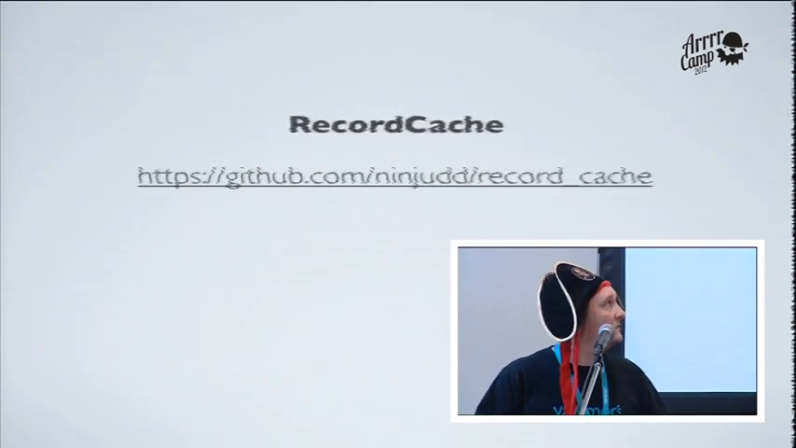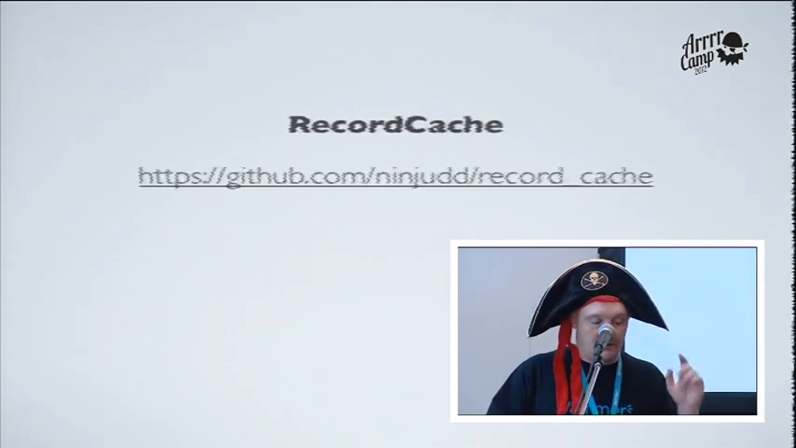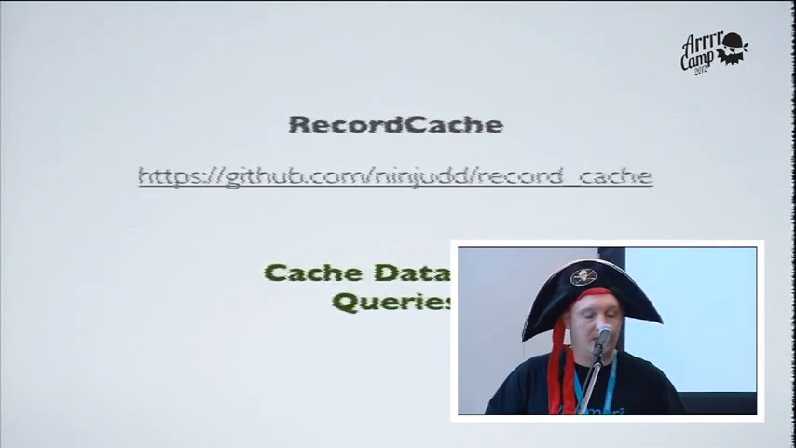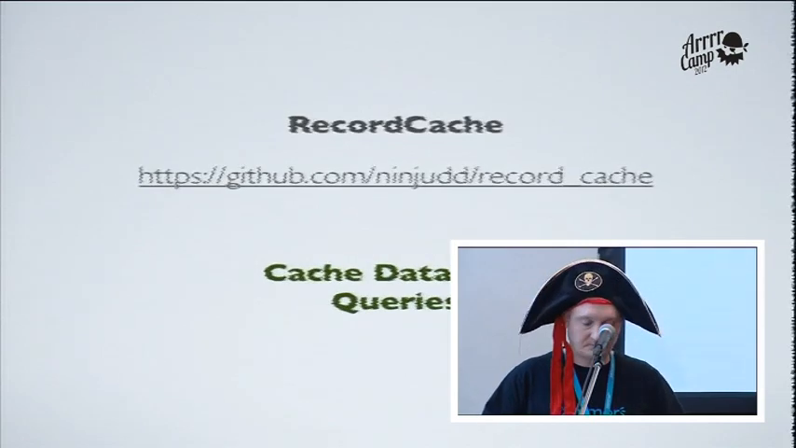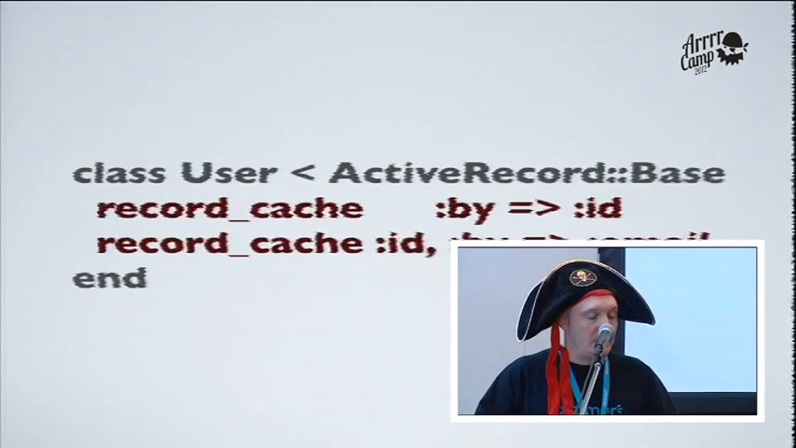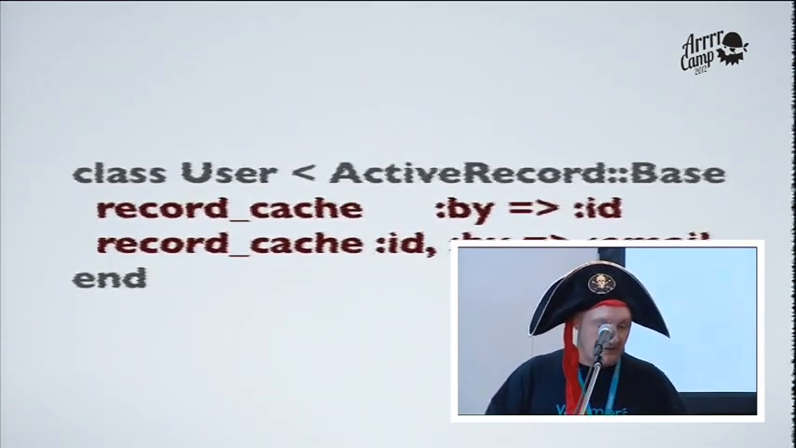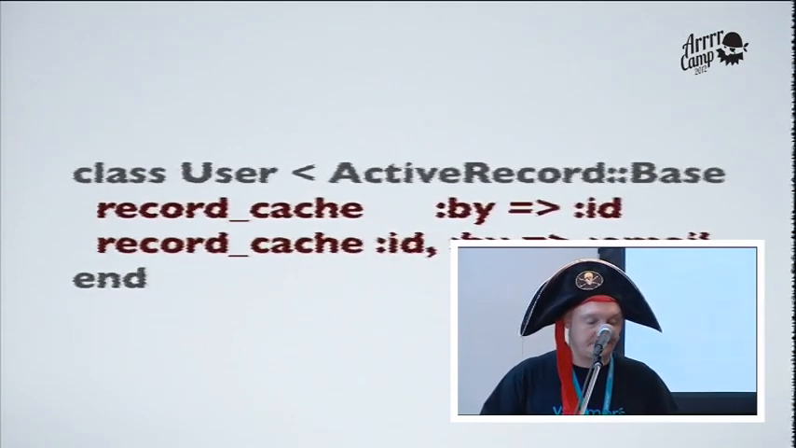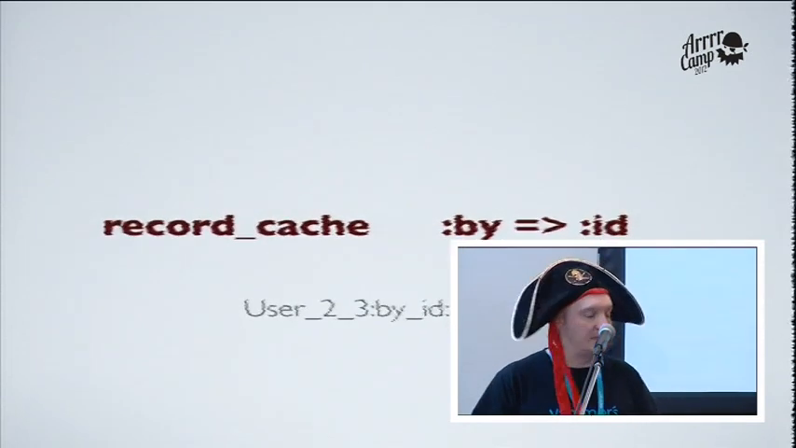So we decided to use record cache, which is a gem. Basically, record cache simply caches the database queries. So how does it work? Well, we define an active record, and for that active record, we say we want to cache by ID or by email.